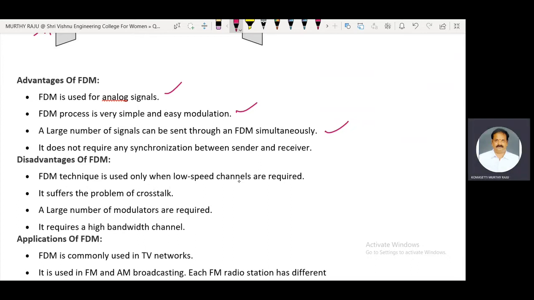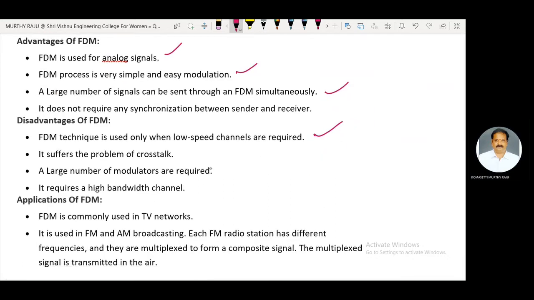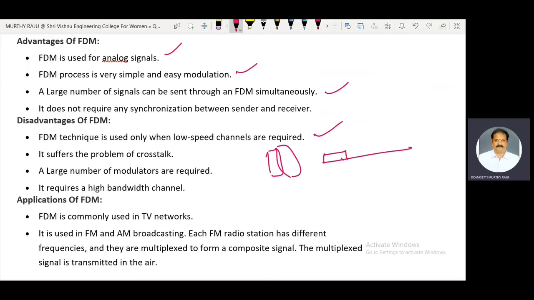FDM technique is used only when low speed channels are required. It suffers from the problem of crosstalk: the channel is divided into bands, and if the bands overlap, some crosstalk is produced. A large number of modulators are required, which adds cost. It requires a high bandwidth channel.